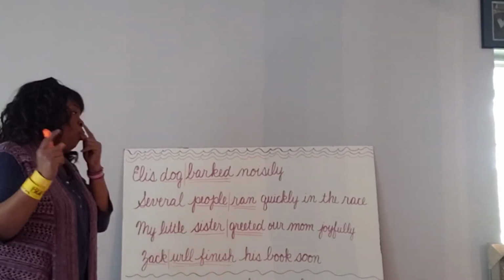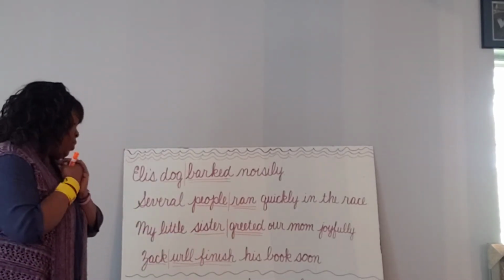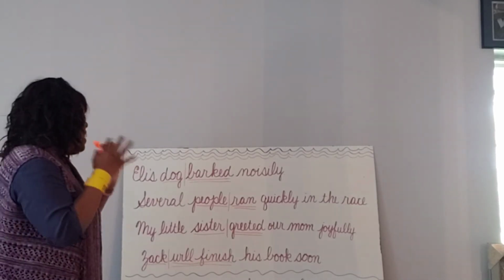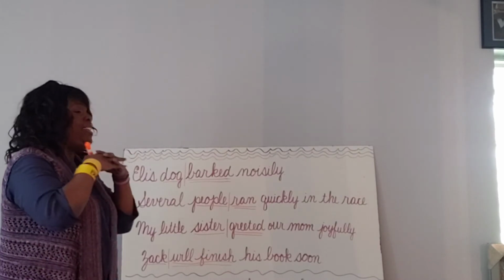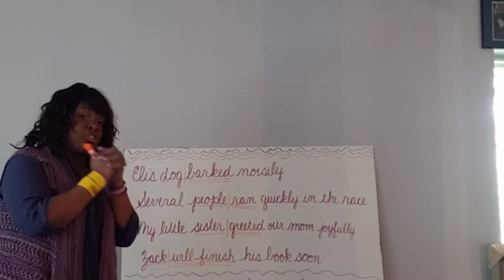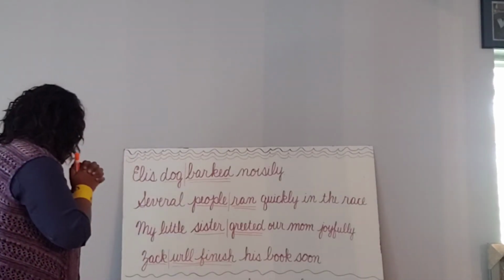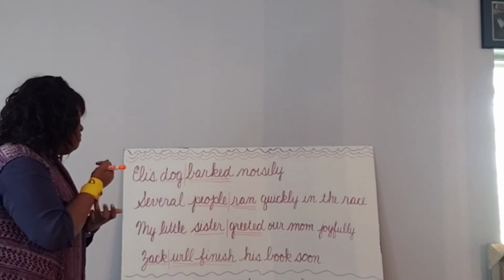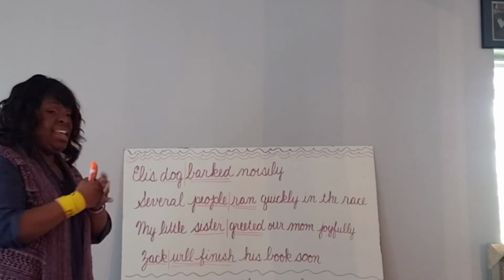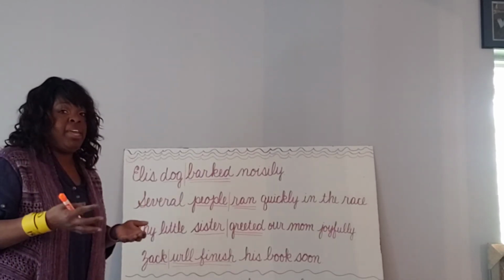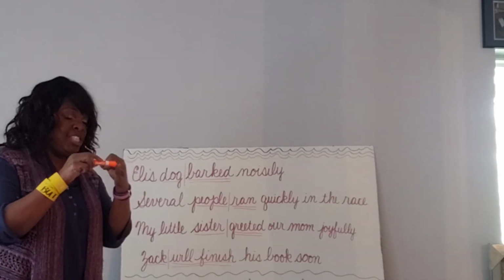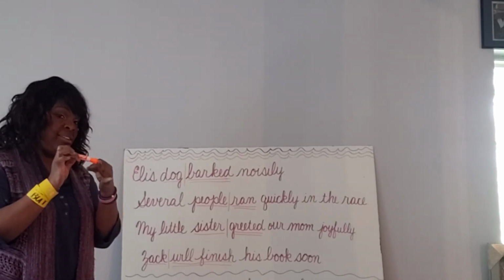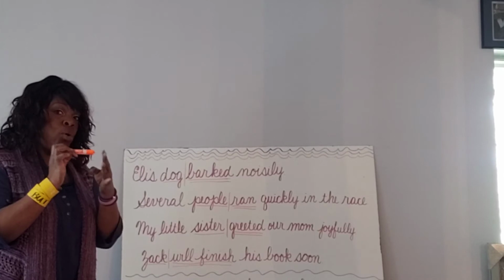Okay? Once we have that, the next thing that we're going to do is look for adjectives. Look for the nouns in that sentence and see if there's anything that is describing the nouns in the sentence. So the only noun in sentence number 1 is what? Dog. Is there anything that is describing dog? That's answering the question, which one, what kind, how many, or whose?